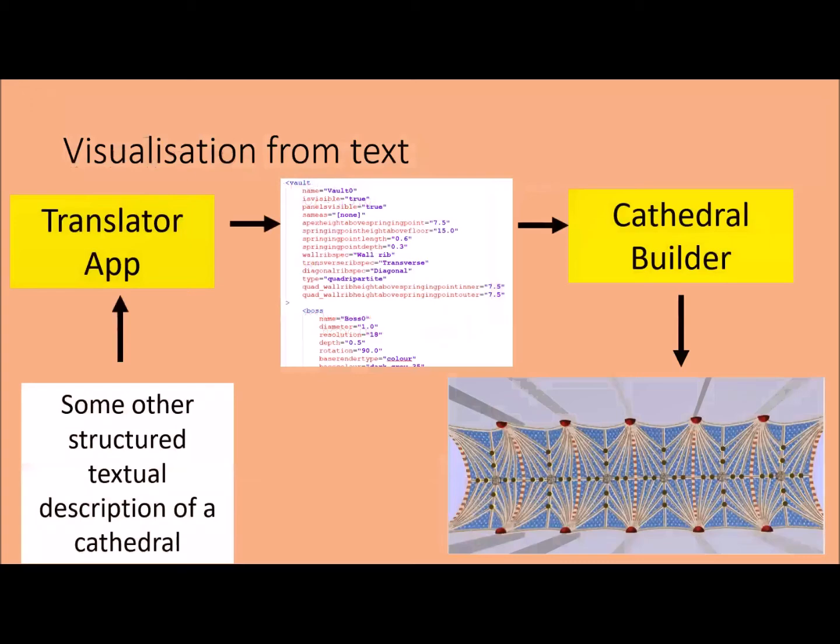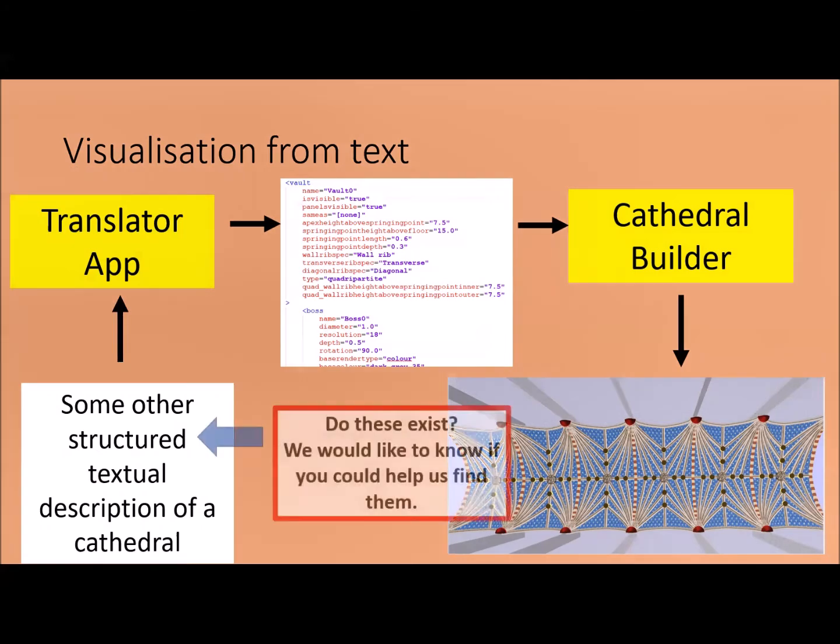Now, more practically speaking, a translator app could be straightforward to write that would translate another description into our XML format. In principle, any structured textual description could be visualized in this way. And visualization would enable descriptions to be verified by inspection of the 3D model. But we don't know if these exist. Do they exist? We would like to know if you could help us find them.